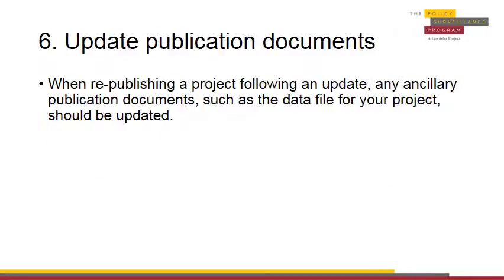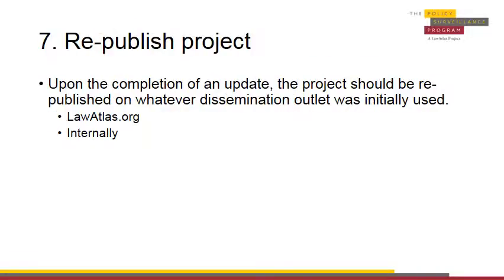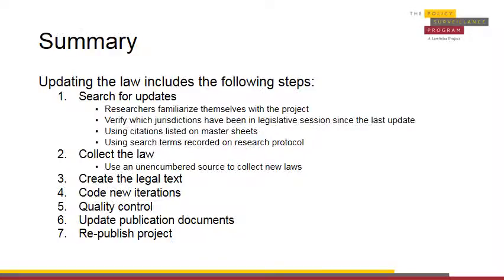The sixth step of tracking and updating the law consists of updating any relevant publication documents that may have been affected by the update. For more information on publication documents, please see Module 7 in our Learning Library. The final step in tracking and updating the law consists of publishing the new data. Here you will find a summary of what we have covered on tracking and updating the law.